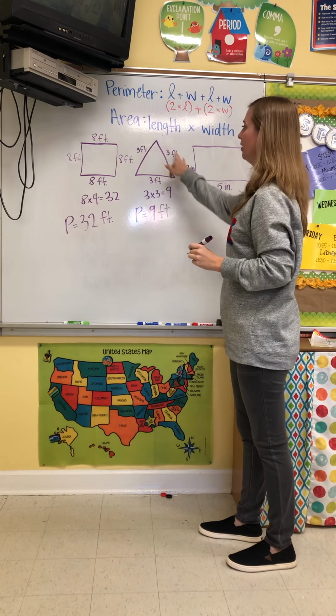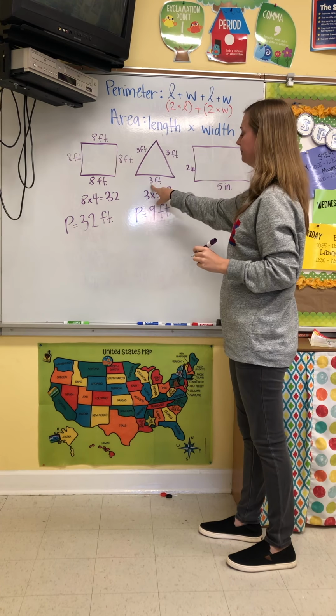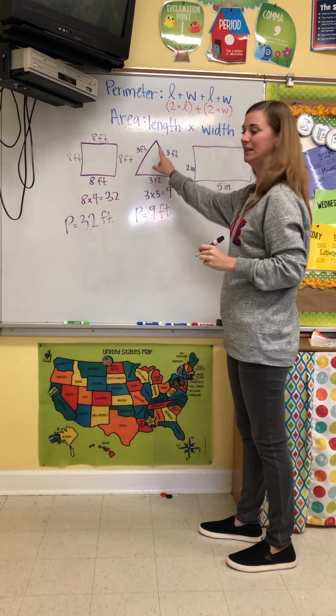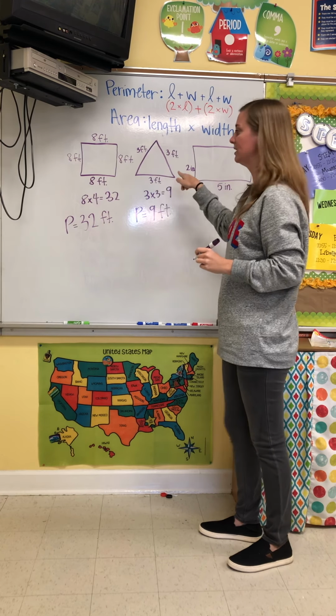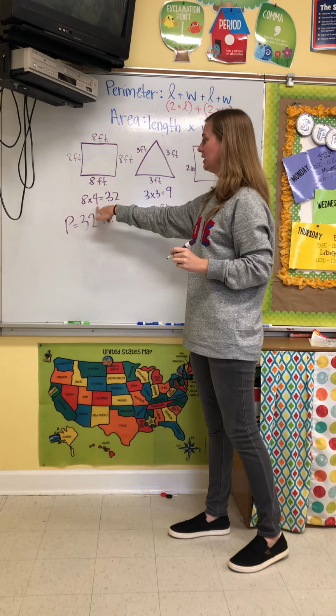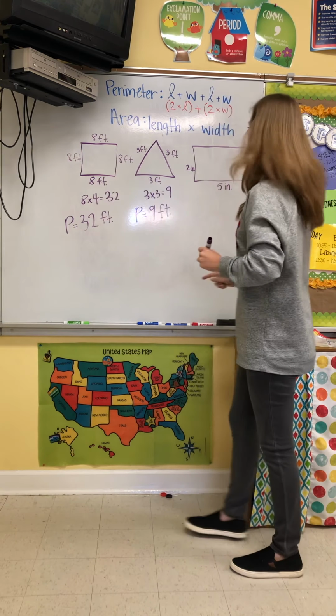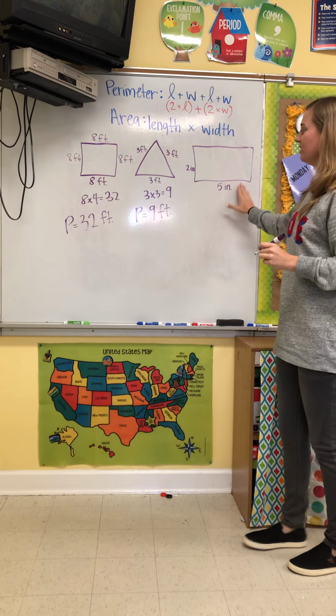So remember, add all the sides up, or you can multiply the length by how many sides you have. For this one, I did 3 times 3 because I have 3 sides, and for this one I did 8 times 4 because I have 4 sides. Alright, so now let's look at our rectangle.